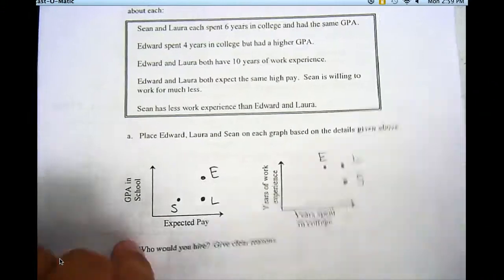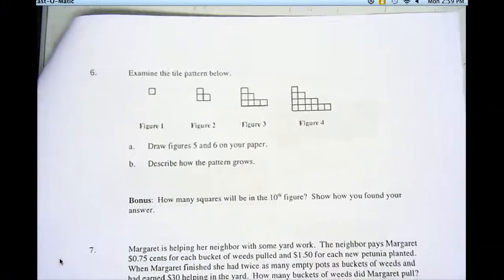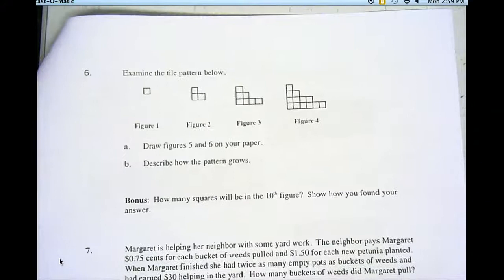We're going to go up to number 6. Number 6, examine the tile pattern below. So I have figure 1, figure 2, figure 3, and figure 4. And then it says draw figures 5 and 6 on your paper. Describe how the pattern grows.